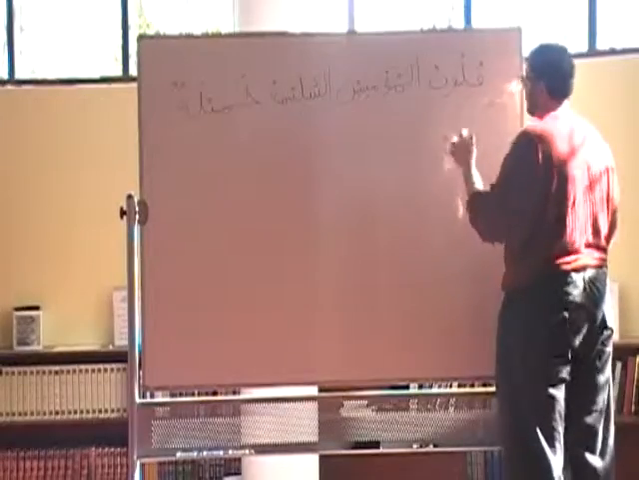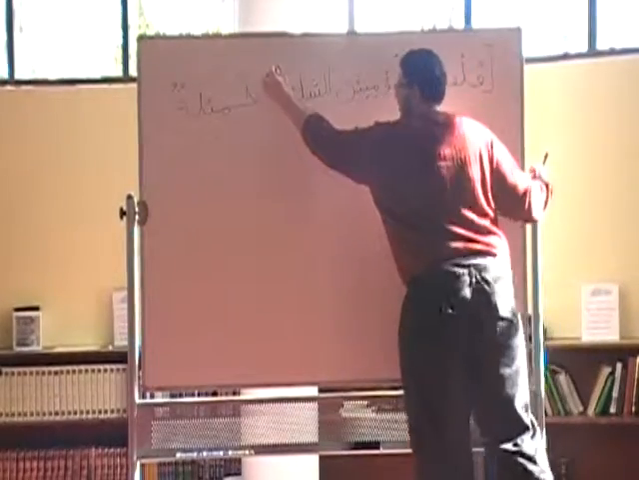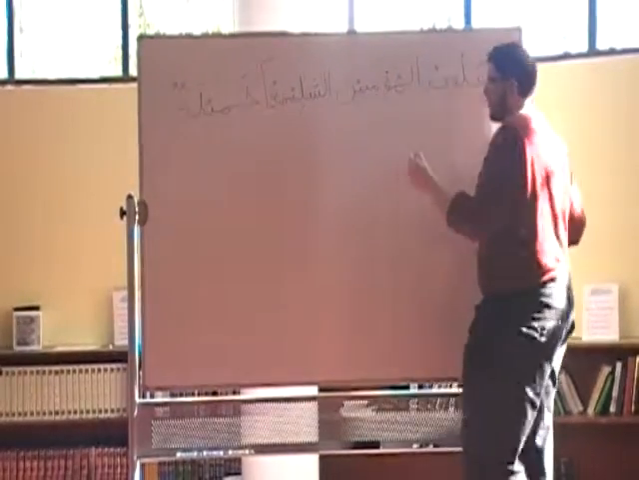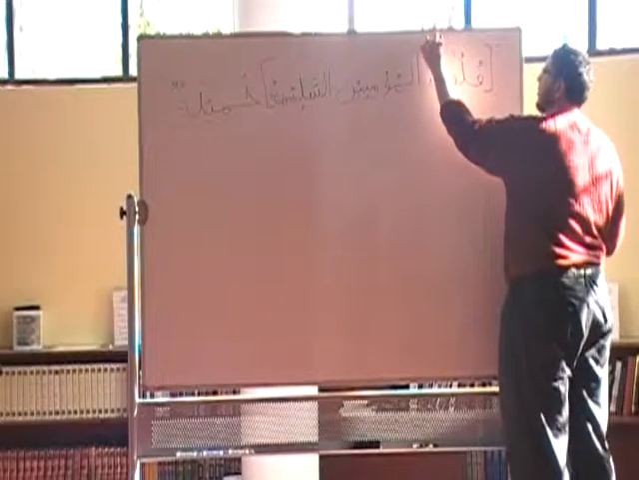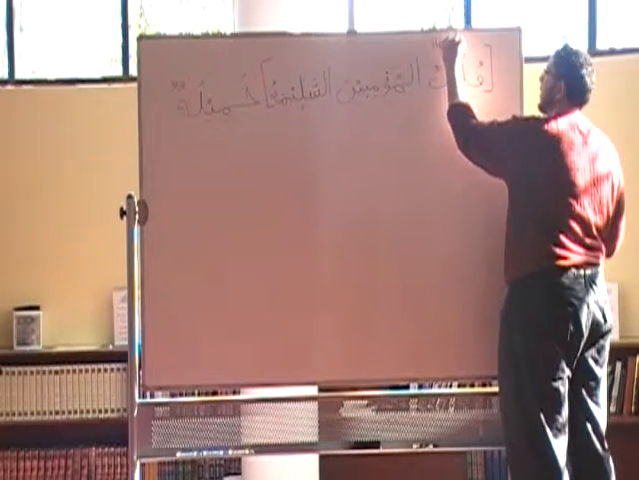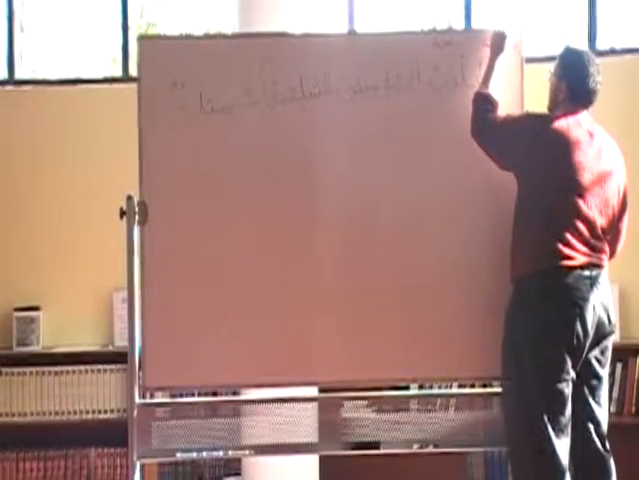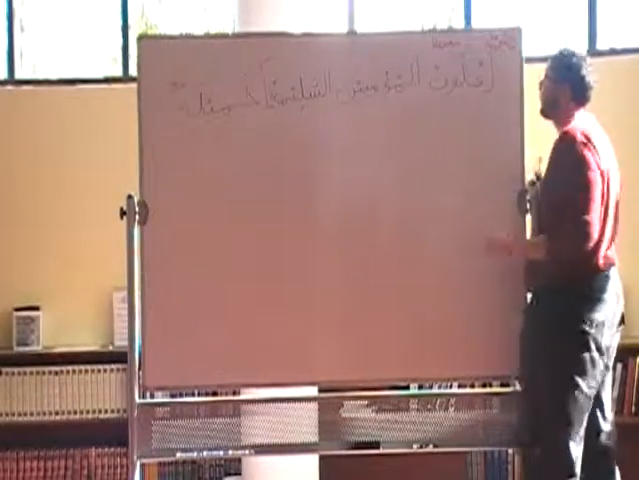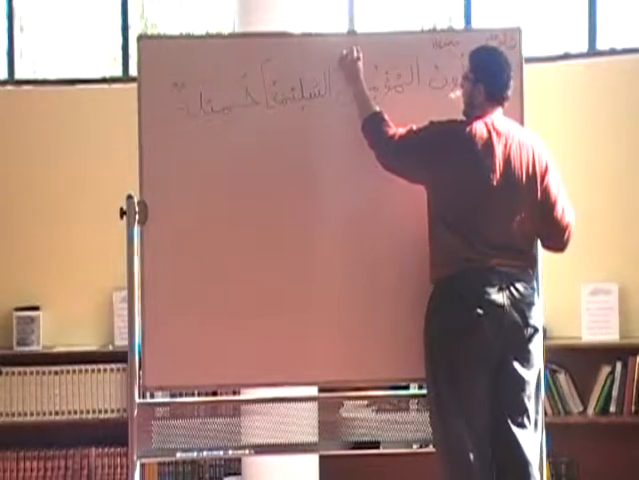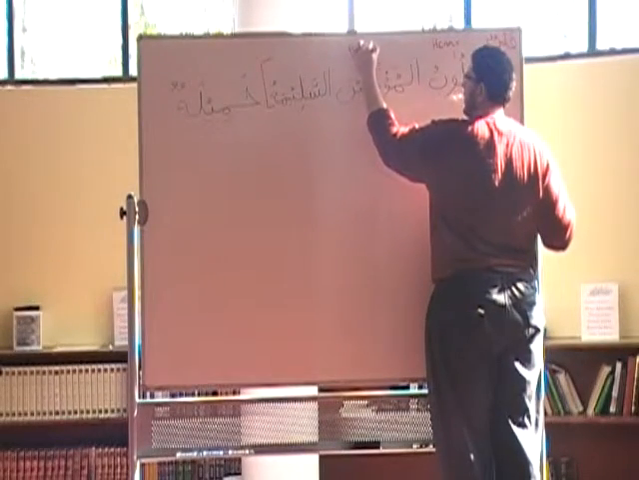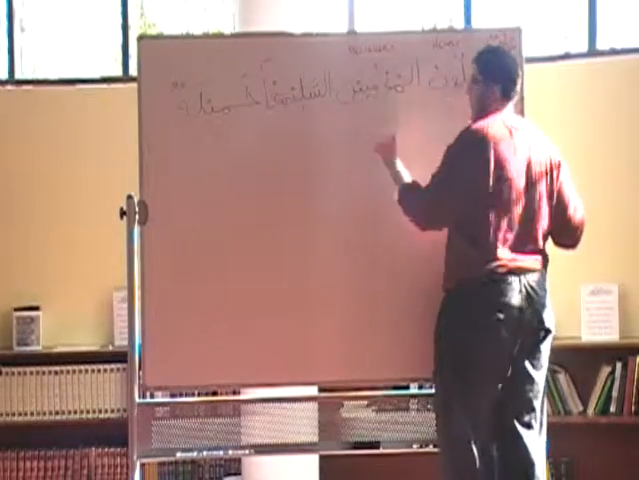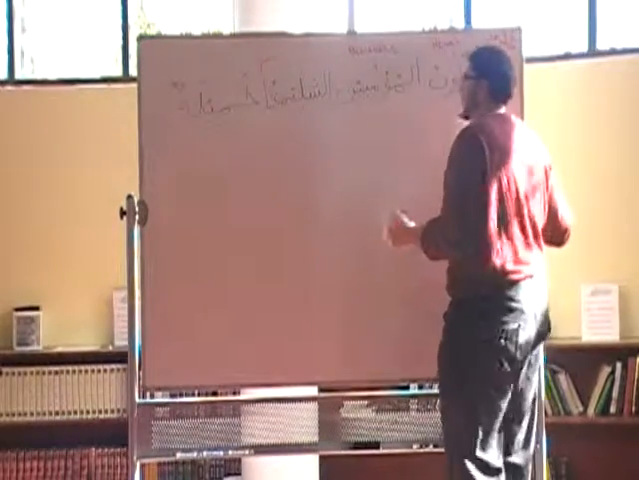So, we are saying that this is the subject. Everything after that is the predicate, which is correct. So, qulub, what does qulub mean? Hearts. It's the plural of qalb. Qalb. Okay? Excellent. Al-mu'minina, believers. It's the plural of mu'min.